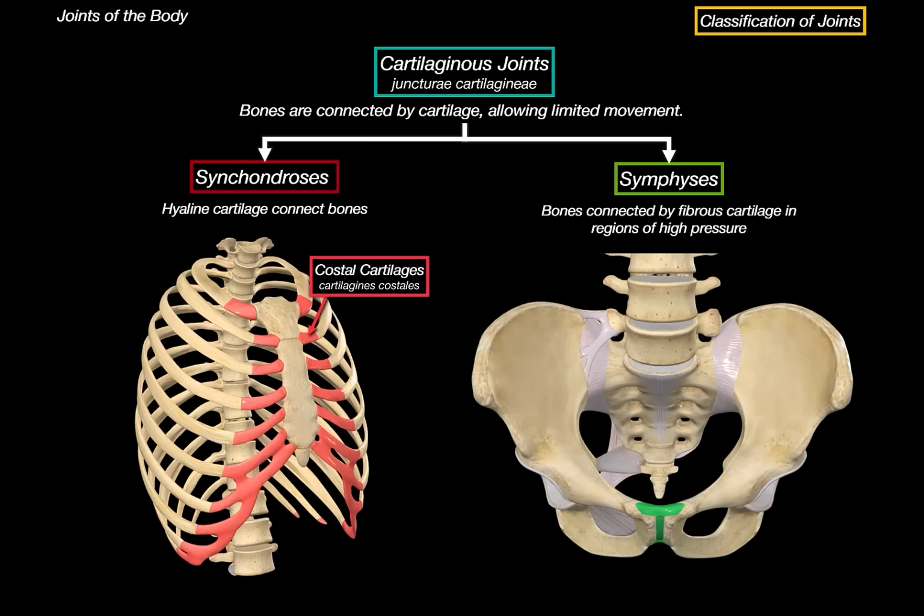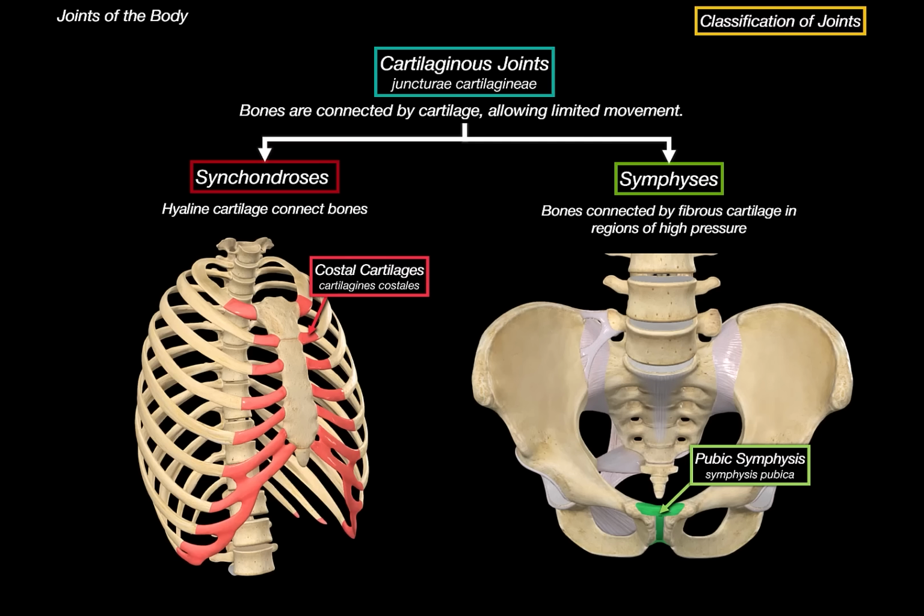One of the most well-known symphyses is the pubic symphysis, the joint that connects the two halves of the pelvis. Normally, it allows minimal movement, but during childbirth, hormonal changes make the fibrocartilage more flexible, which temporarily increases mobility to allow for delivery. Another great example is the intervertebral discs, which sit between the vertebrae of the spine.